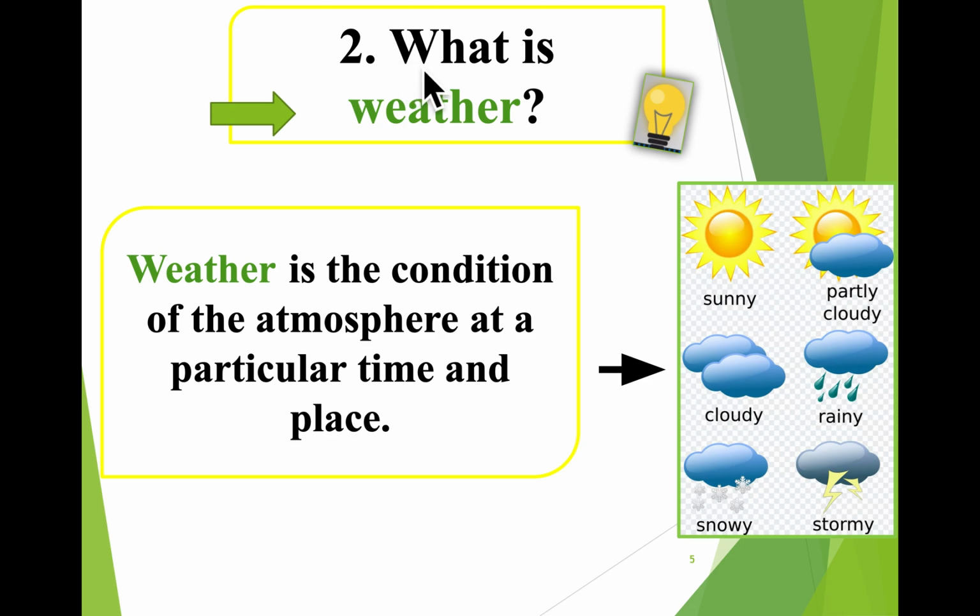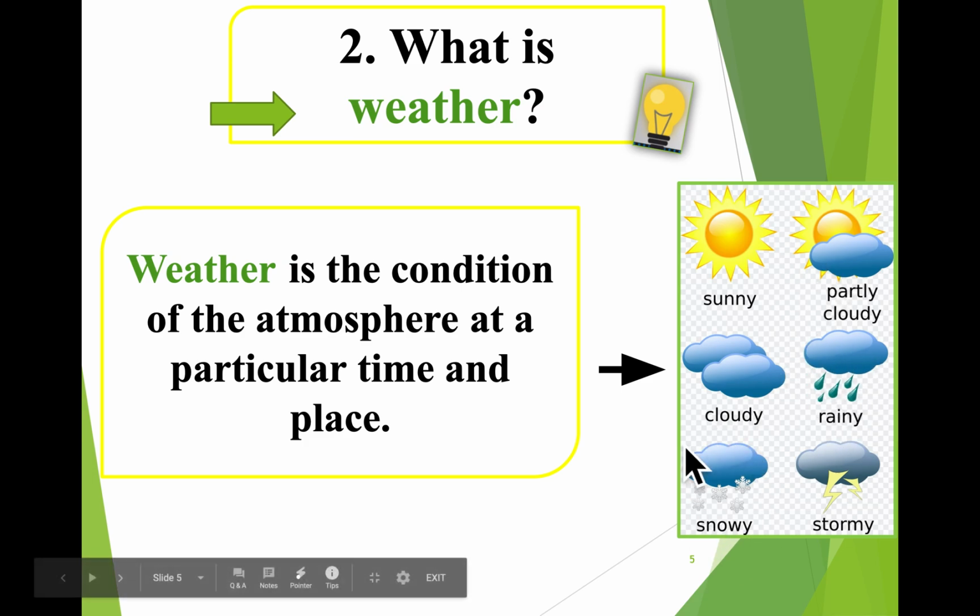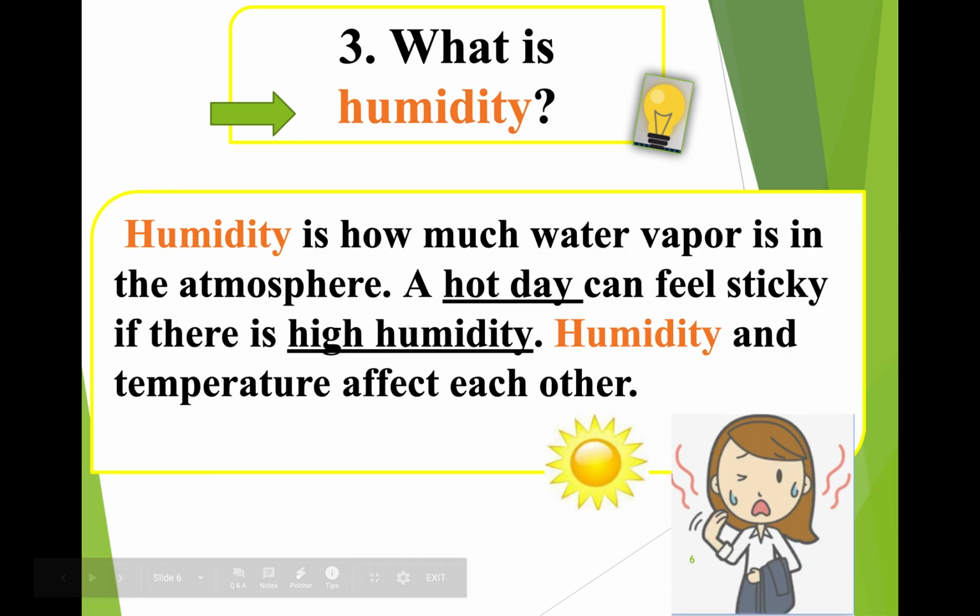Number 2, what is weather? Weather is the condition of the atmosphere at a particular time and place. And a lot of you, when you wake up in the morning, you'll ask yourselves, what's the weather like outside? And maybe it's sunny. Maybe it's partly cloudy. Maybe it's rainy if we're in the winter time. And maybe if you're lucky enough, it's snowy or stormy. All right, so weather is the condition of the atmosphere.